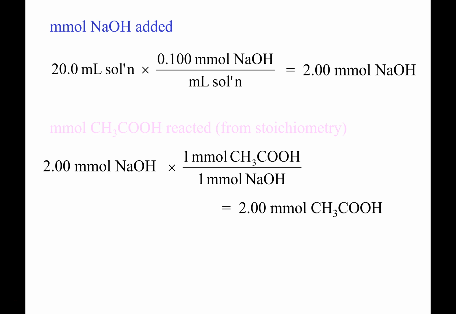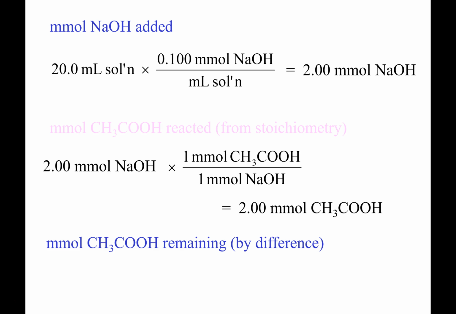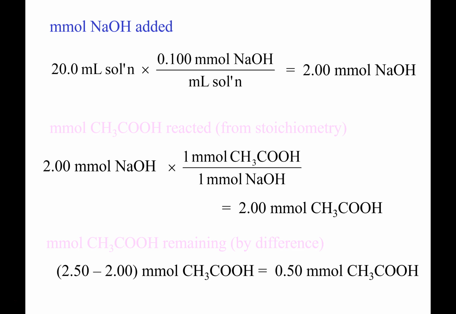So now you know what we're going to do. We're going to subtract that amount from the 2.50 that we started with. So millimoles of CH3COOH remaining would be 2.50 minus 2.00, which is 0.50 millimoles of CH3COOH.